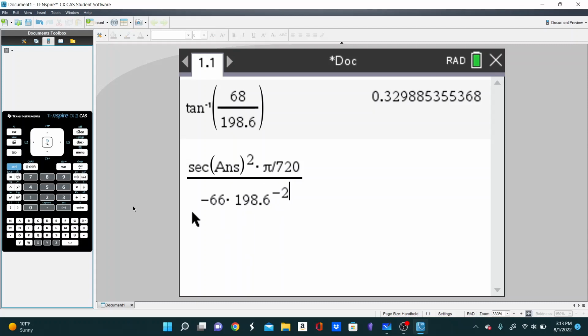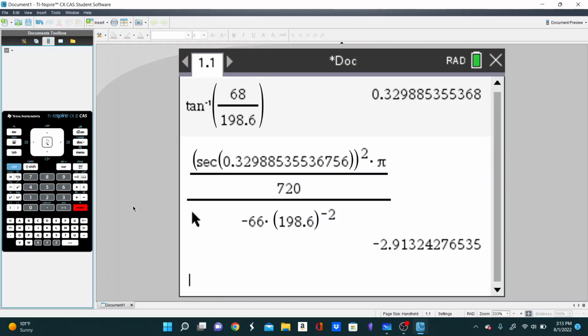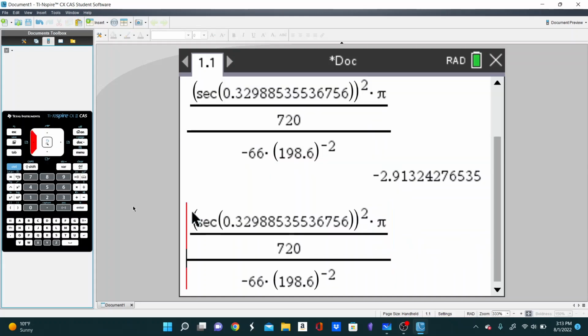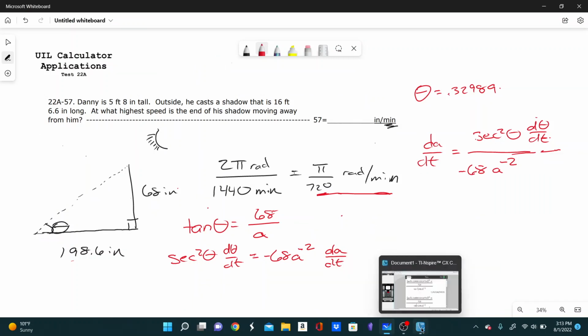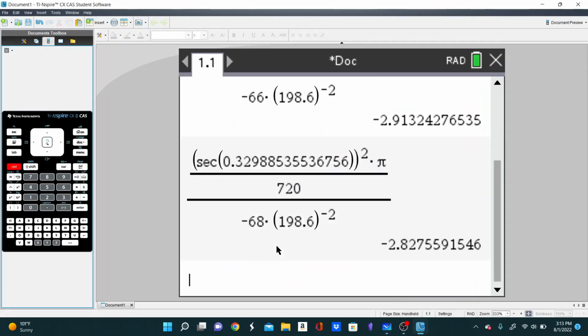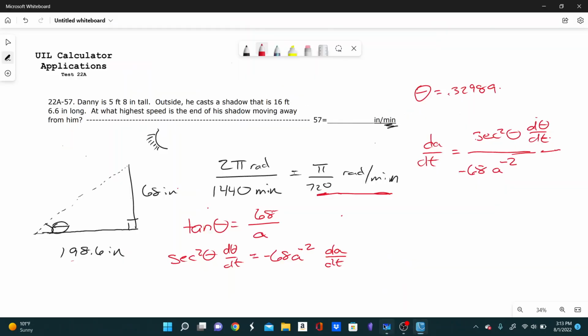And we get a value of... I'm sorry, we're not using 66, we're using 68. Was I using 66 before? Nope, I was using 68. I just typed the wrong number. So let's see. We get a value of 2.83. So that's going to be our final answer. The maximum speed he's moving away is going to be 2.83 inches per minute.